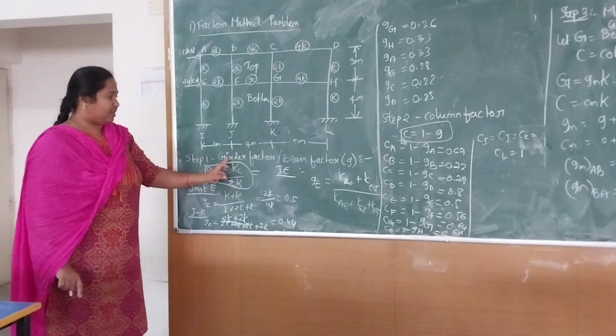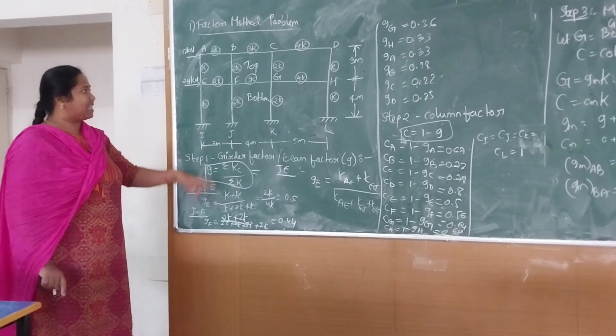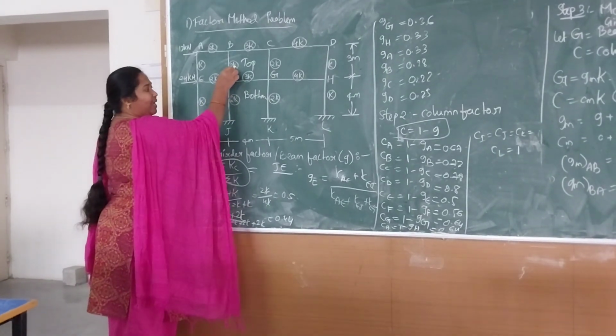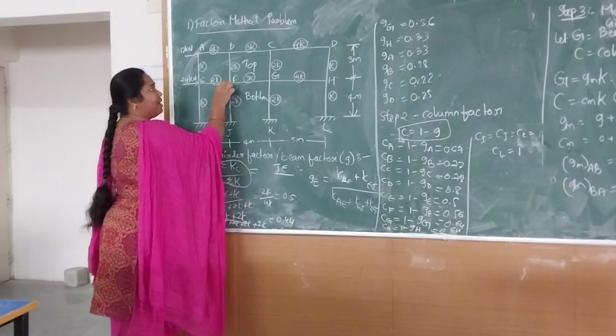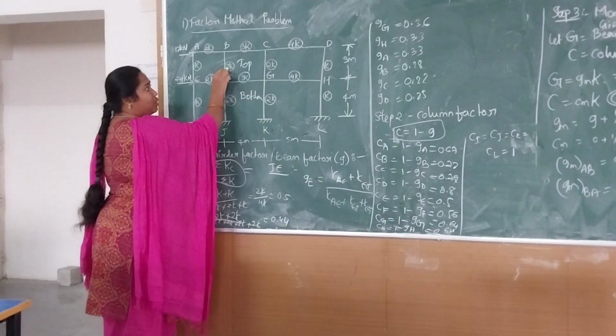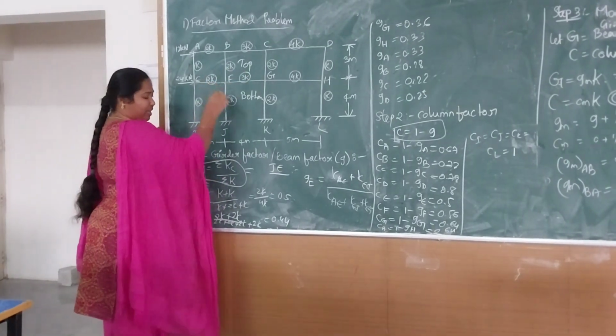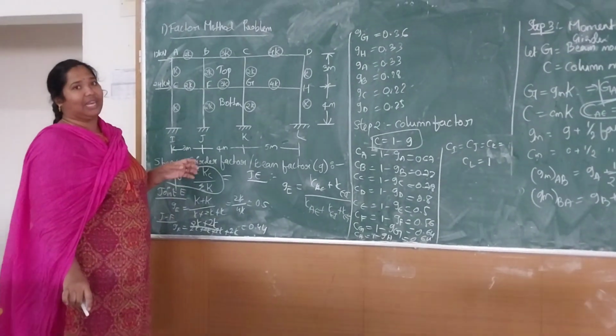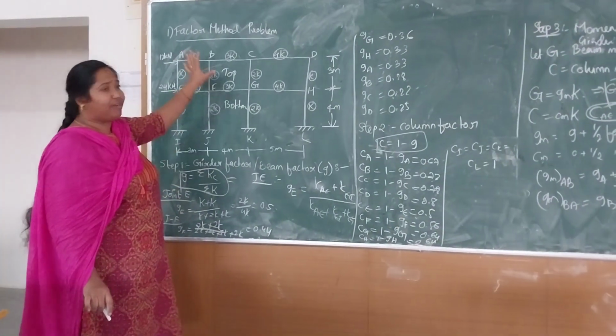That means the girder factor, that is g. I will explain for joint F also. For joint F, how many columns do we have? 2K plus 2K, divided by sum of K, which means 2K plus 3K plus 2K plus 2K. Here you will get an answer of 0.44. Like that, we need to calculate girder factors for all the joints.